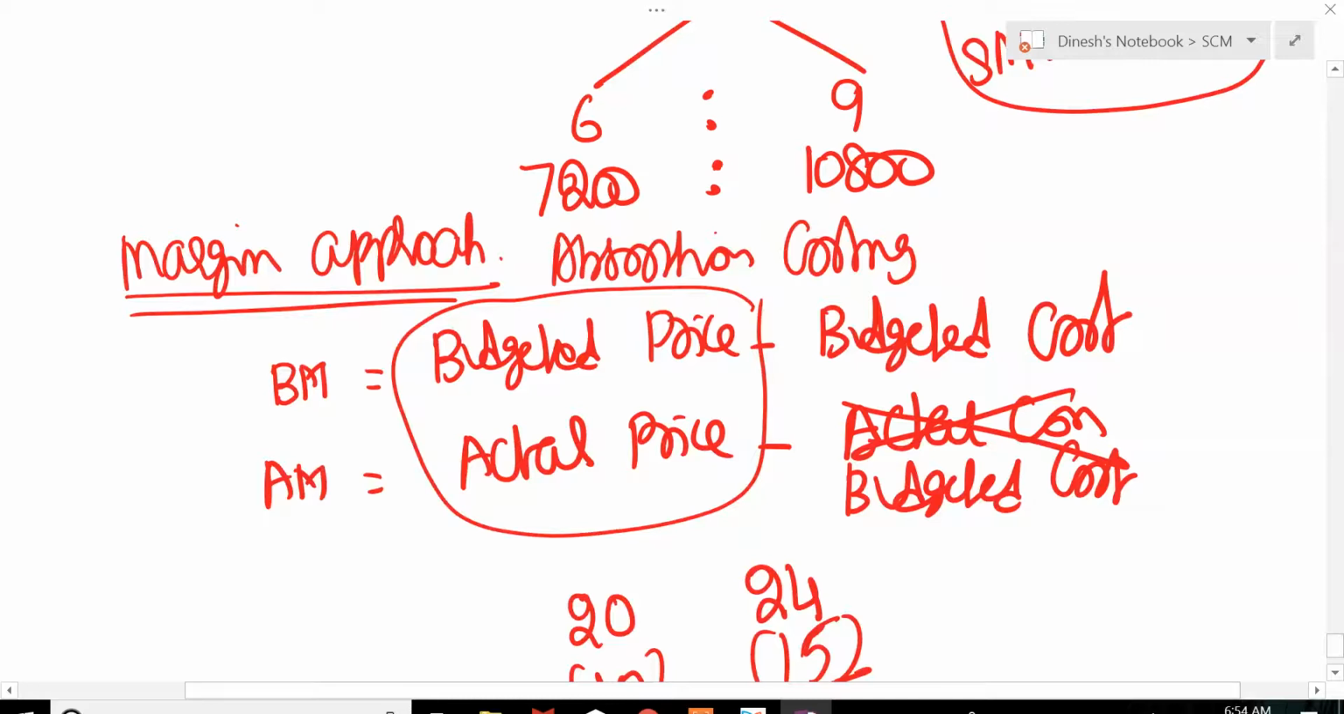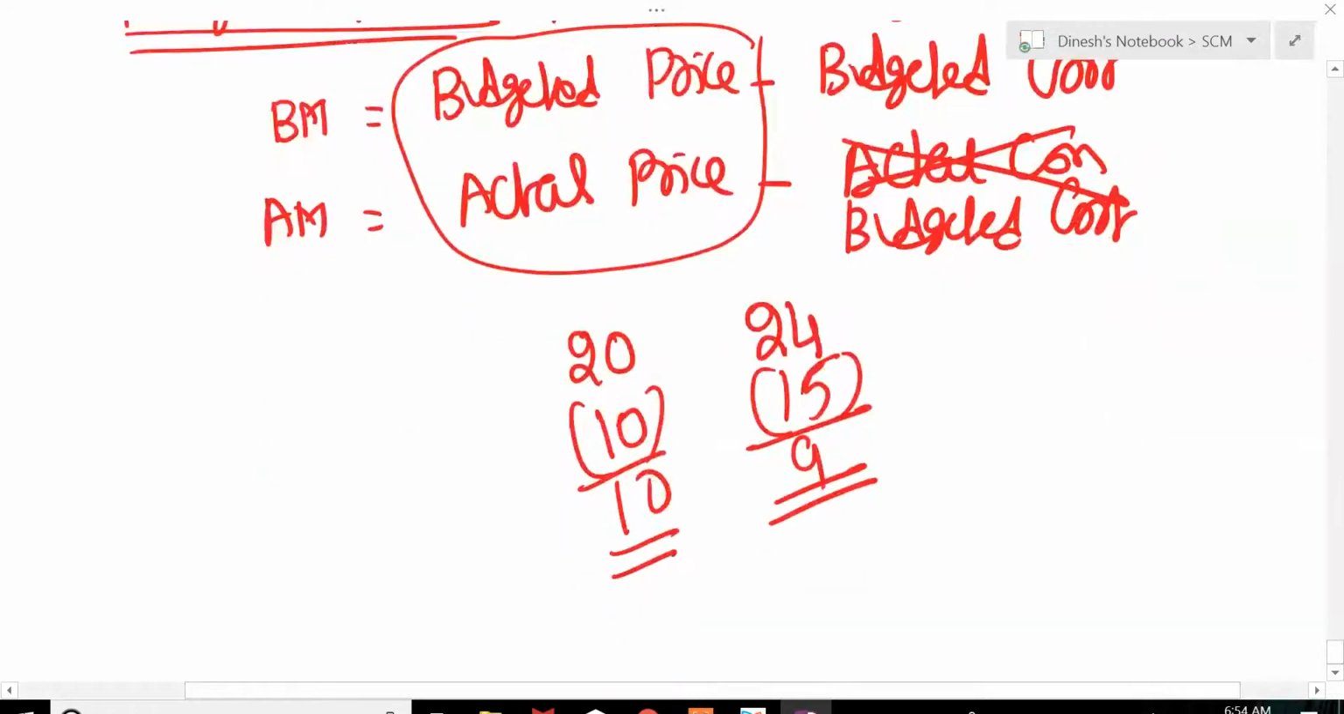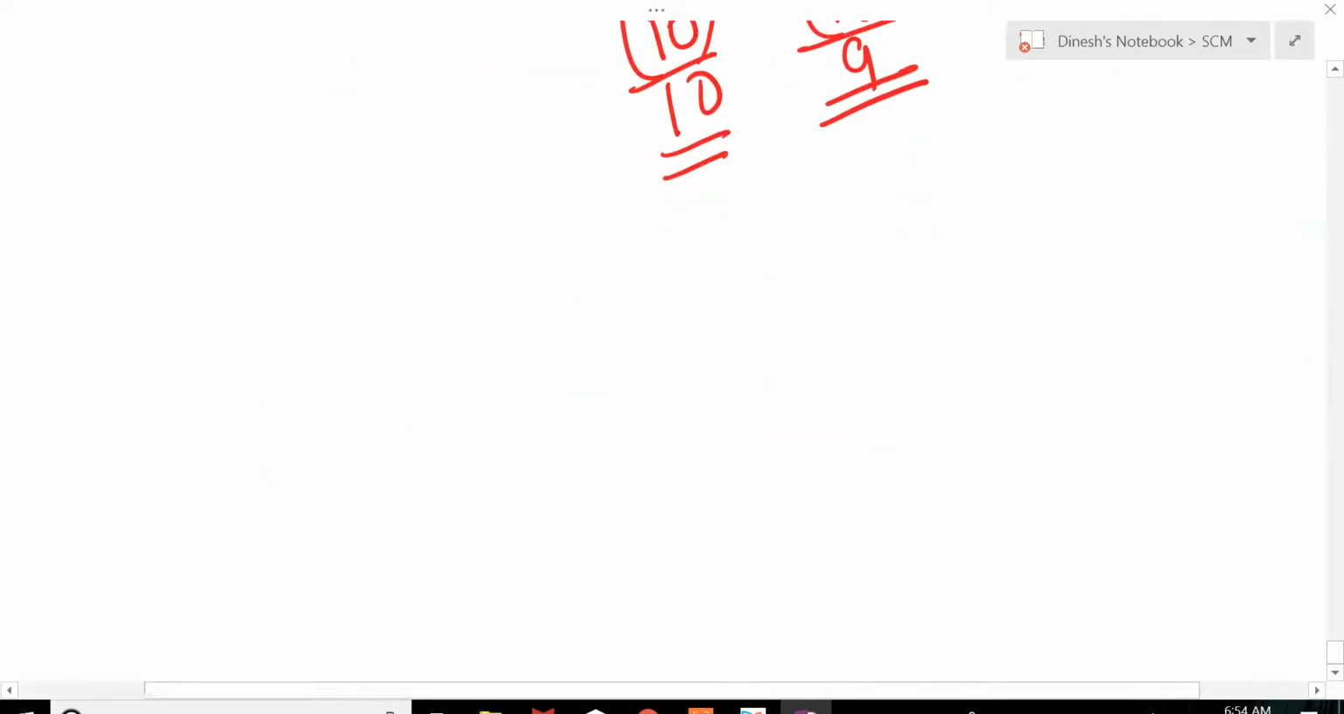Budgeted price minus budgeted cost, actual price minus budgeted cost. Be very careful about that. Now then, margin approach, marginal costing.